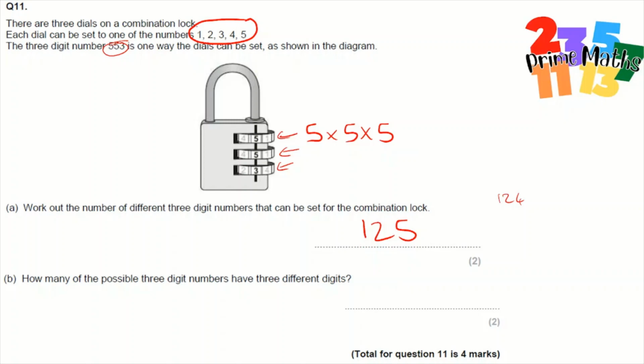For part B, it says how many of the 3-digit numbers have 3 different digits. To have 3 different digits, for the first one we have 5 possible options. That then excludes one option for the next number, and that then excludes the first number and the second number for the third option. So 5 times 4 times 3 gives us 60 different combinations.